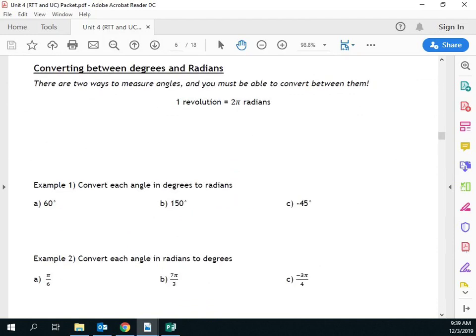All right. So this is what I was telling you guys. We always talk about degrees. You've always been talking about degrees in geometry. You may have dabbled into a little bit of radians, but now we're going to go ahead and really dive into both of them. And the idea is converting from one to the other. Okay. So to convert each angle, it says there are two ways to measure angles, and you must be able to convert between them.